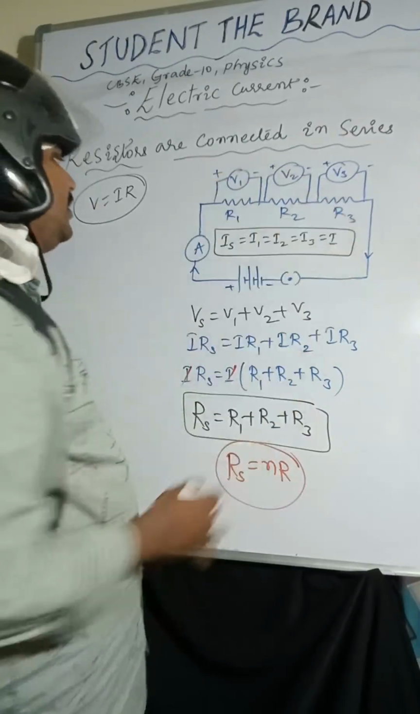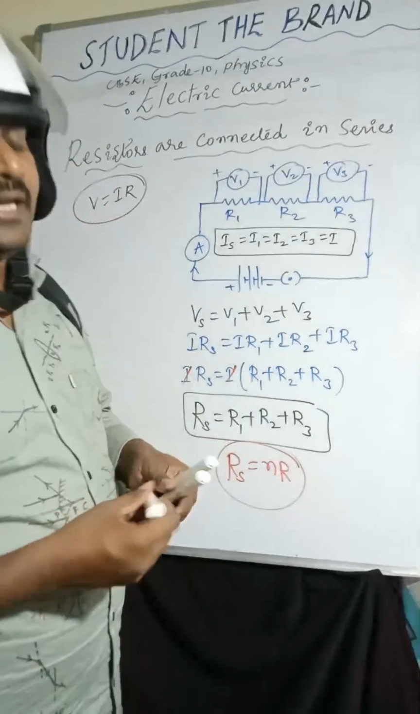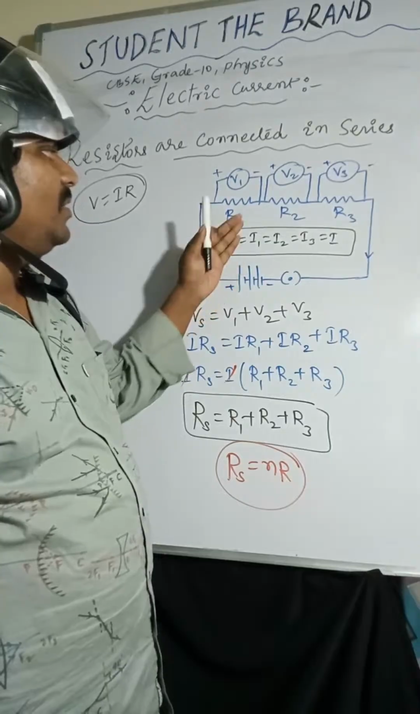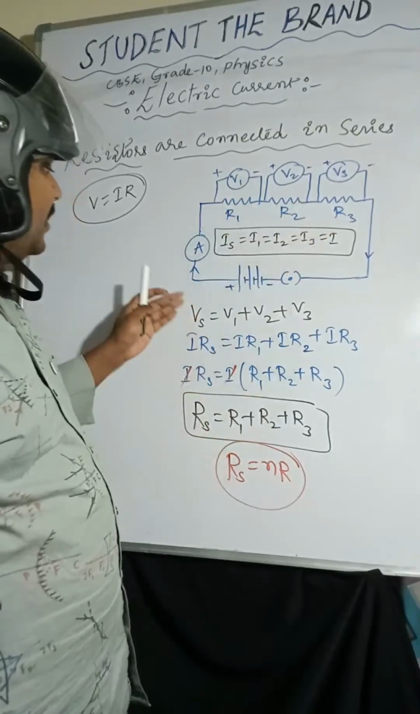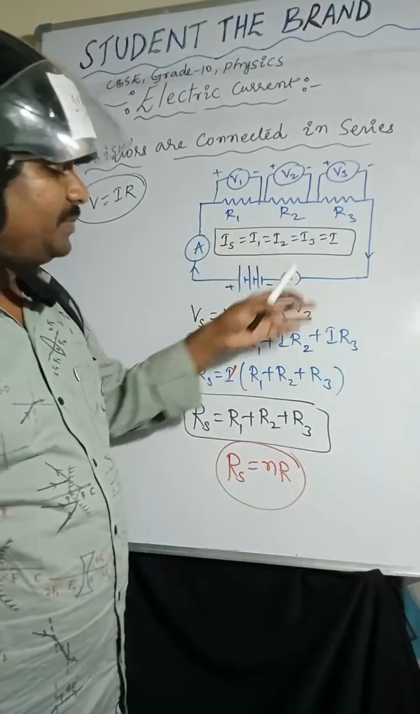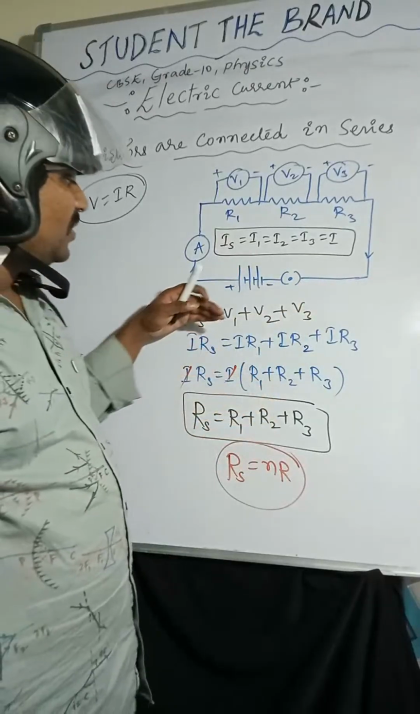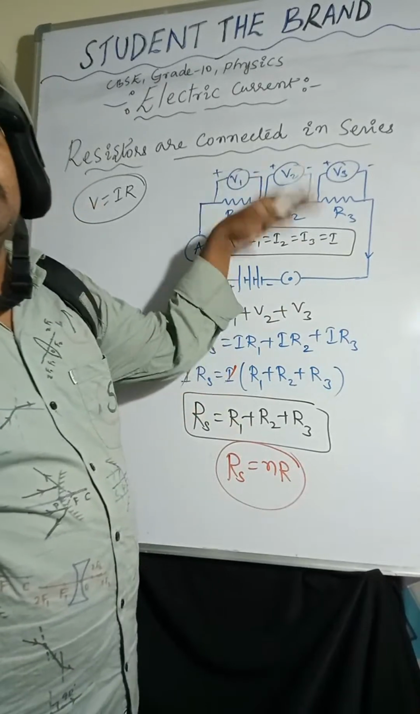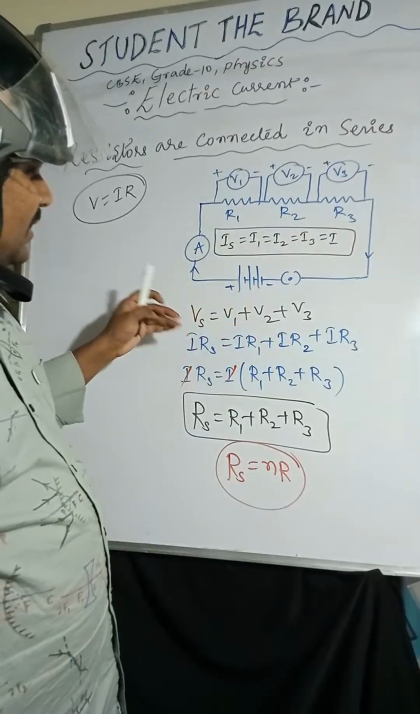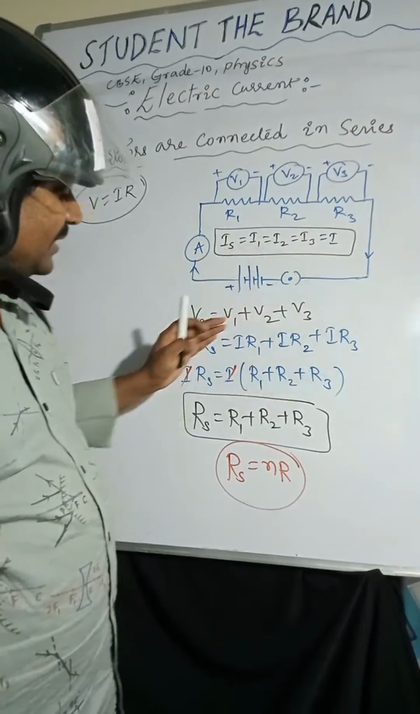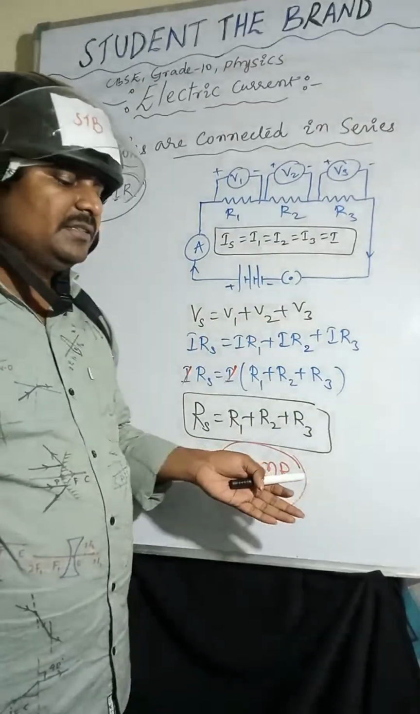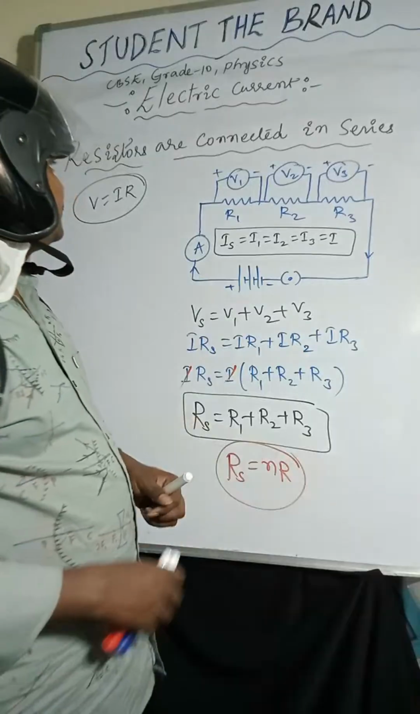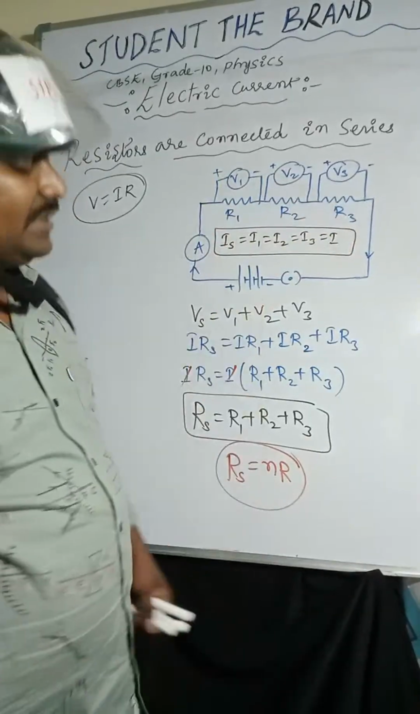So throughout the circuit the current is the same: I equal to I1 equal to I2 equal to I3 equal to I. Potential difference equals V1 plus V2 plus V3. So I Rs equal to I R1 plus I R2 plus I R3. We take I common because the current is the same throughout the circuit, so I gets cancelled. Rs equal to R1 plus R2 plus R3. If n number of resistors are connected in series combination, Rs equal to nR. That is about resistors connected in series combination.